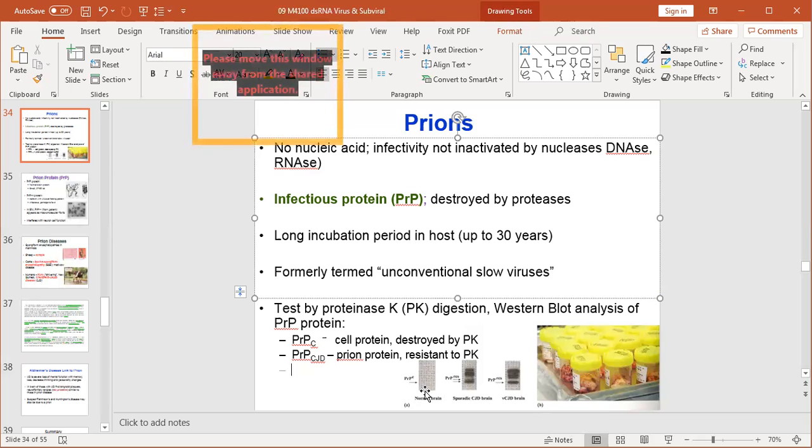So again, if we have different tissues that we're suspicious of, whether they're normal or diseased tissues, usually from brain, then we treat them with proteinase K. If it's normal brain, we don't see anything on the Western blot because the normal host cell protein is sensitive to this enzyme, whereas the infectious proteins are resistant, so they won't be affected.